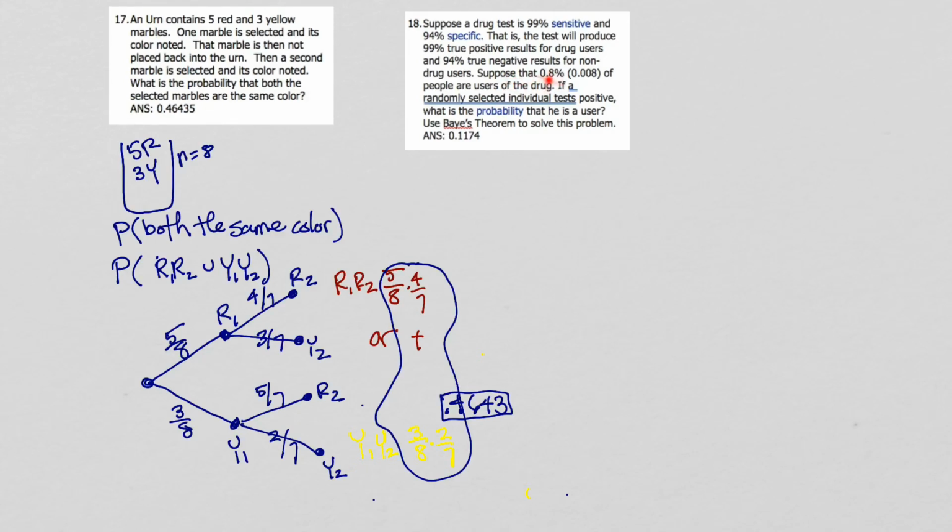So suppose we know this. Suppose that 0.8% of people in some group use the drug. Now, somehow you just know this number. That's debatable whether we would ever know that. But let's just suppose we do.